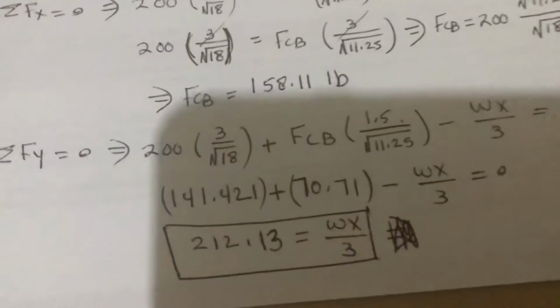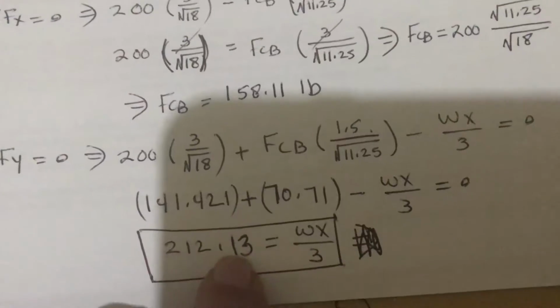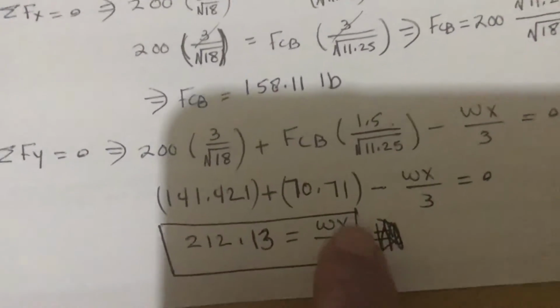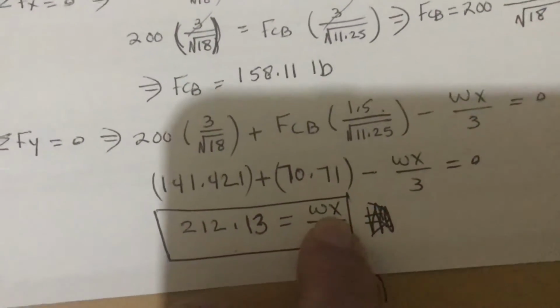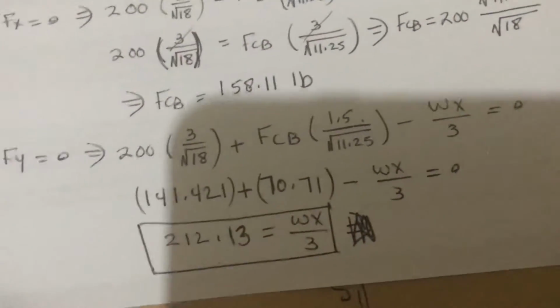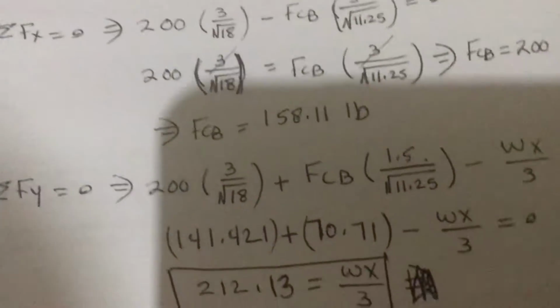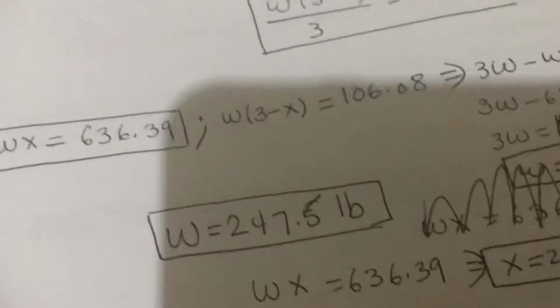You'll end up with the following equation: 212.13 equals WX over 3. So you could just find WX equal to 636.39. Okay, so we found this equation now. Now let's redo the last point, point B.